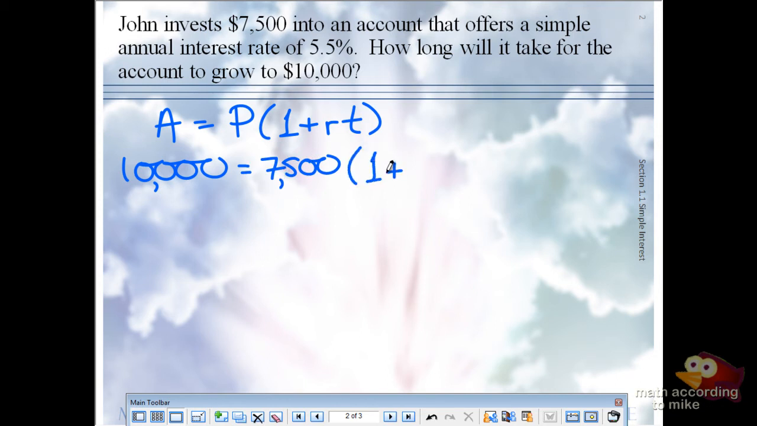1 plus R. What's our R? Good. And T is T. So this is one of the very few times we're going to do a little bit of algebra here. It's going to be okay. How would you like to solve for T? You could divide both sides by 7,500. That's fine.